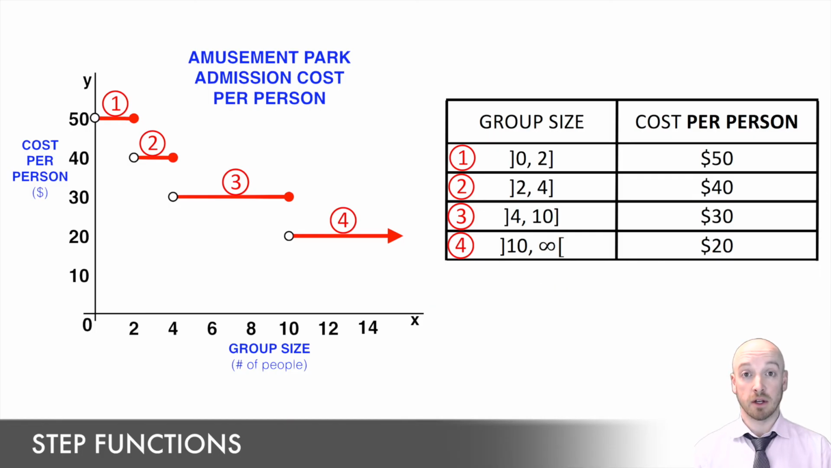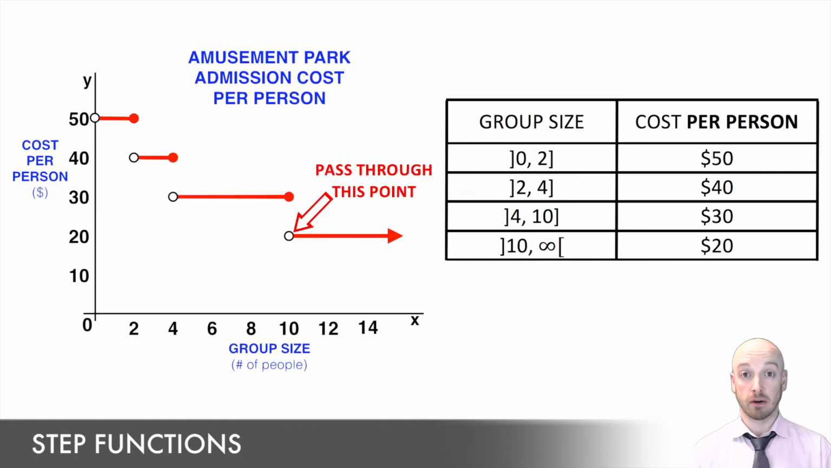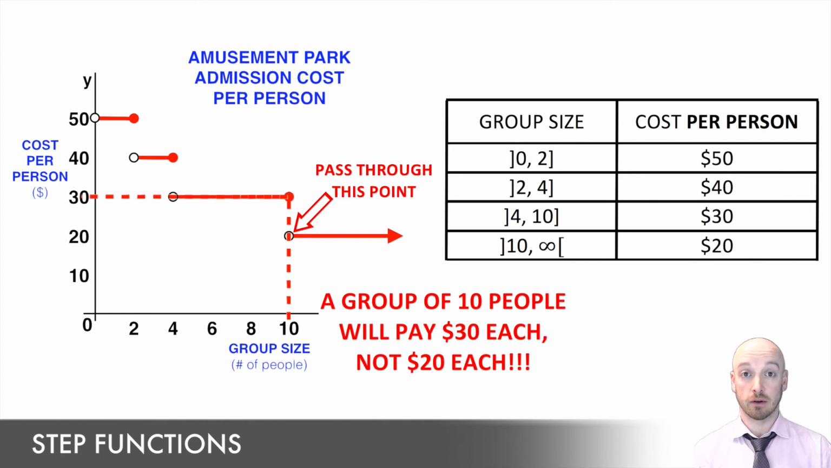Now, the little things to watch out for here, be careful of those open circles. Those values are not included. So if you're reading your graph, pass right through those open circles until you hit a full circle or a step. Only those values get included.